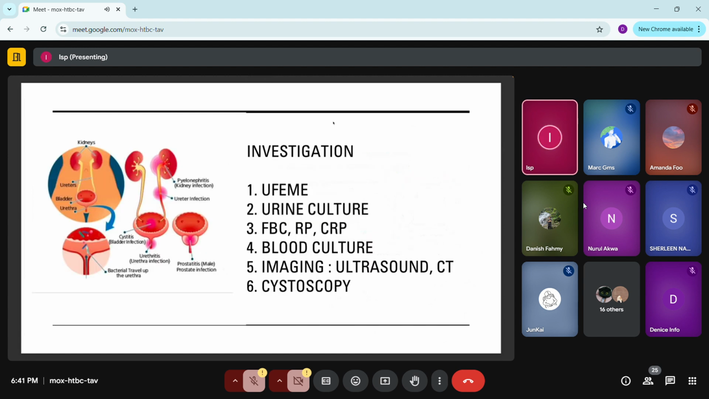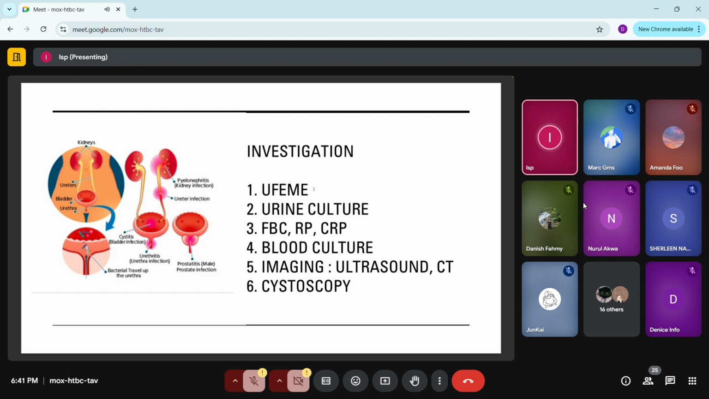So in infection, what investigation do you want to do? Number one would be non-invasive, commonly available of course, is your urine analysis. So what do you expect to see in your UFEME? Anyone remember this now? So in UTI, what will happen in your UFEME, your dipstick? Blood.